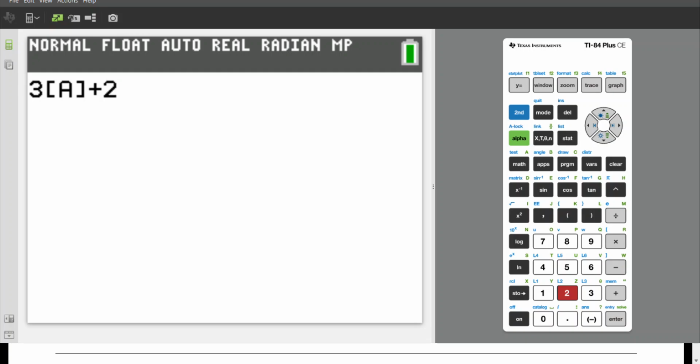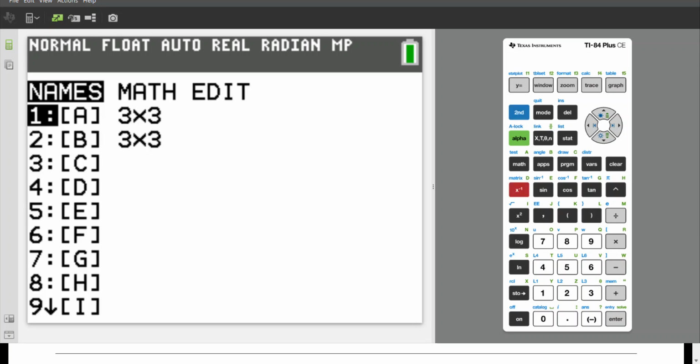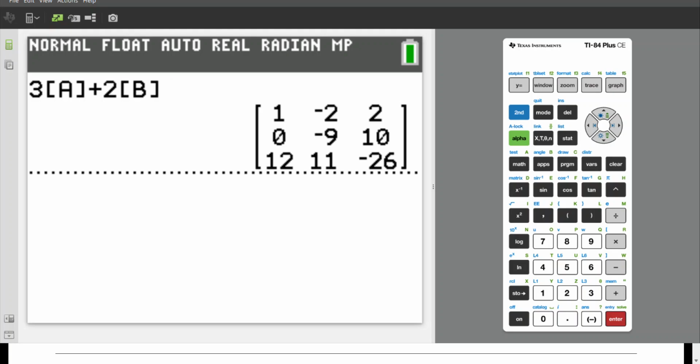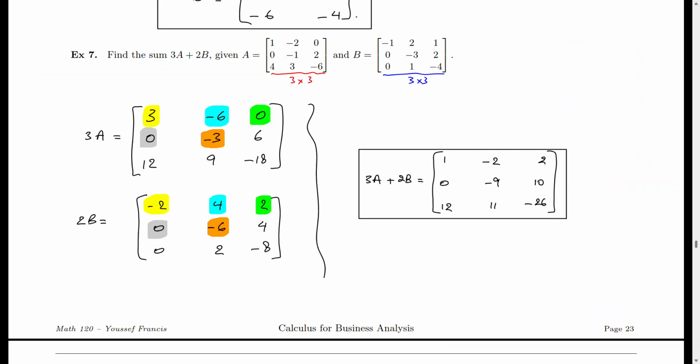2B next. So to do that, I put a plus sign, I put a 2, then enter the matrix menu and click 2 on my keyboard, and you'll see now there's a 2 bracket B close bracket. And when I click enter, I should see the numbers that we produced ourselves by hand. The numbers are 1, -2, 2, 0, -9 and 10, 12, 11, and -26. So we actually had the correct values.